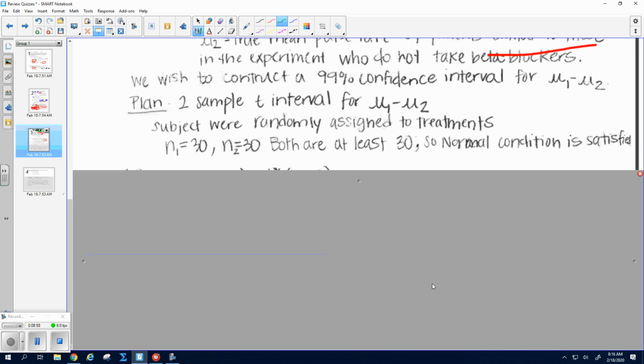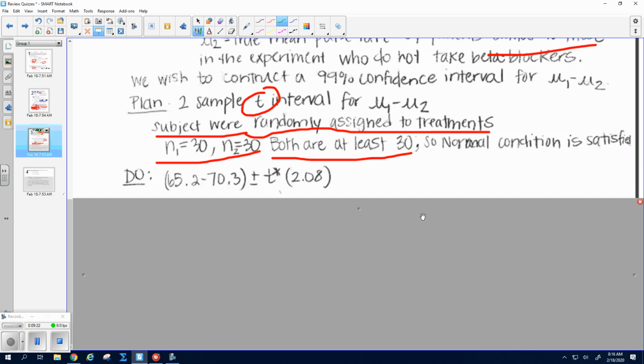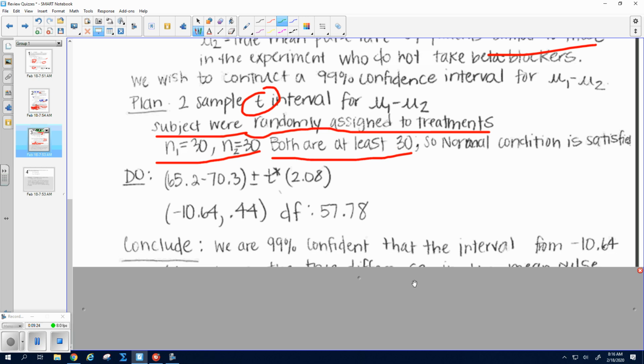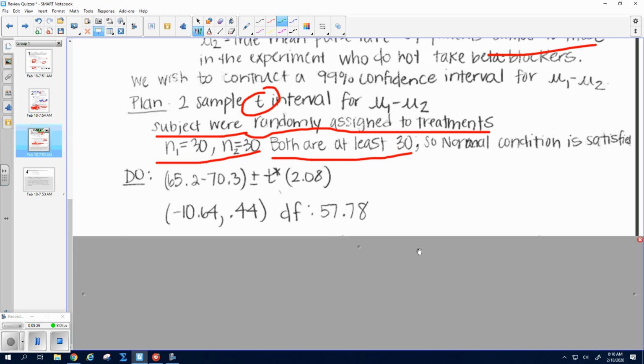Okay, so this is called a 2-sample T interval for mu1 minus mu2. Be sure you have T because we were doing means. And instead of independent random samples, you need to say that they were randomly assigned to treatments. Okay, both our sample sizes are 30. Thank you. We don't have to check the graph, so normal is satisfied. Again, if you're doing proportions, do np greater than or equal to 10, but for means, we just check greater than 30.